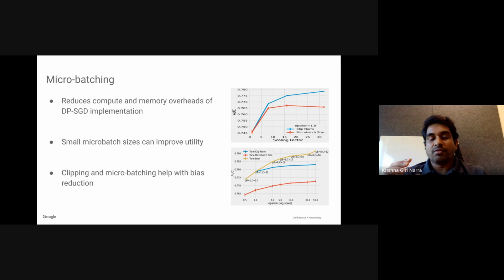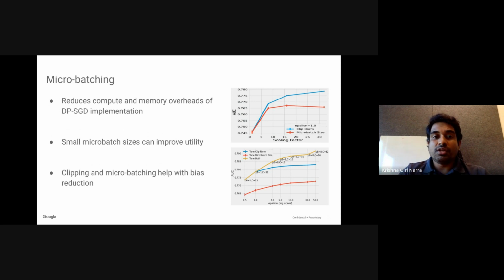Say we have a batch size of 1,000. Instead of clipping for 1,000 examples, you can choose a micro batch size of 100, average the gradients for that micro batch, and clip once for that micro batch. So now we have 10 micro batches to clip, instead of clipping for 1,000 examples.